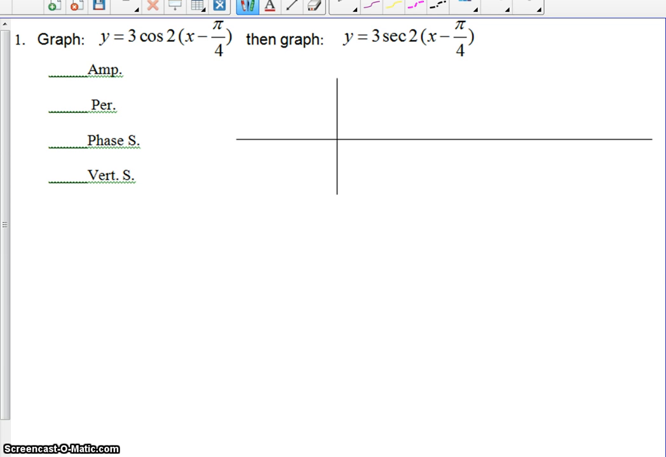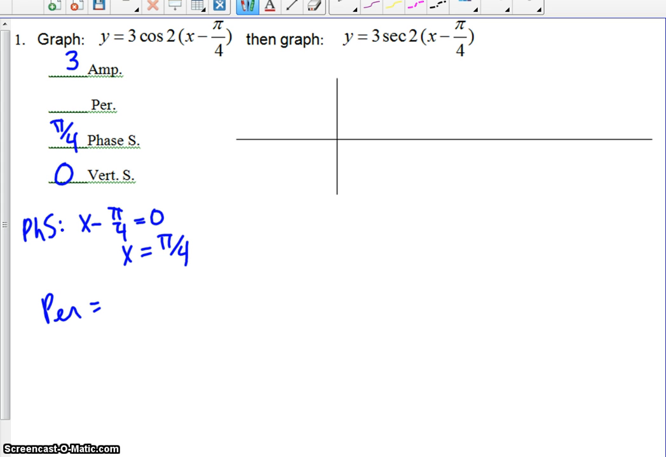So let's look. The vertical shift would be 0. My amplitude is 3. Let's look at my phase shift. I have to set x minus pi over 4 equal to 0. X would equal a positive pi over 4. So my phase shift is positive pi over 4. My period is 2 pi divided by my coefficient 2. My period is pi.